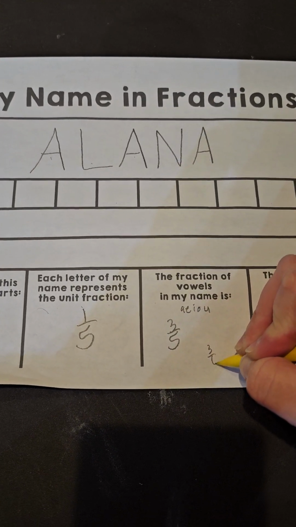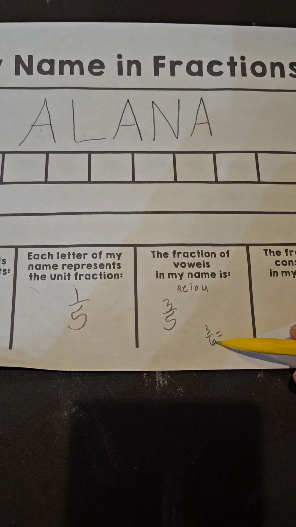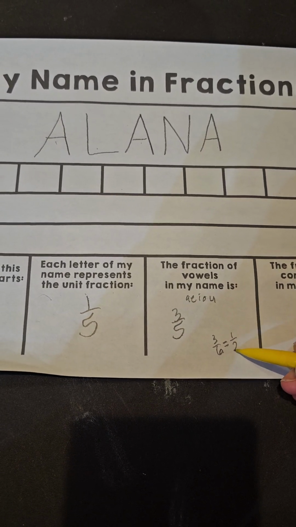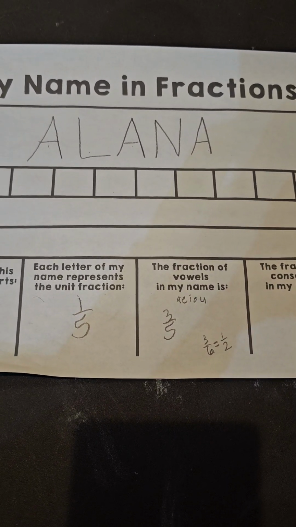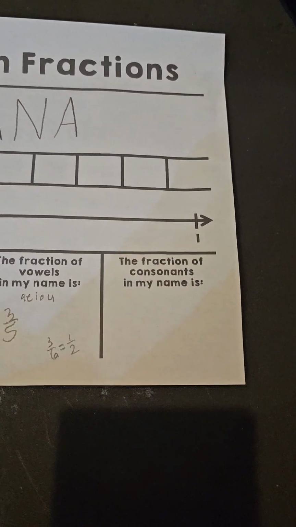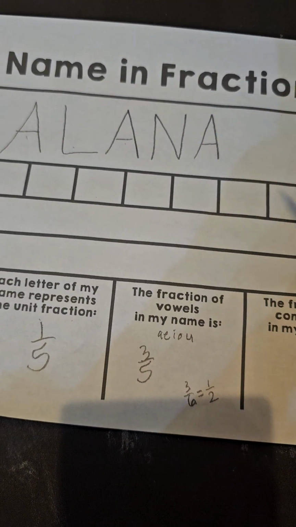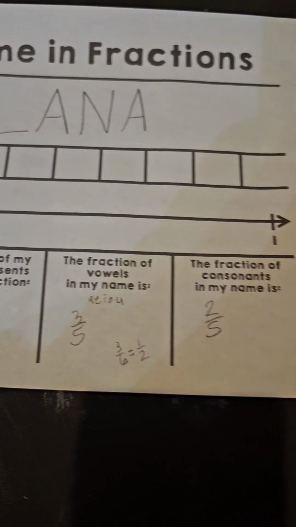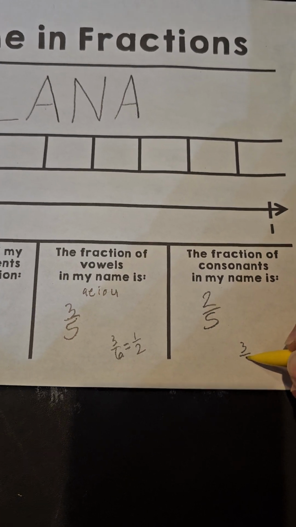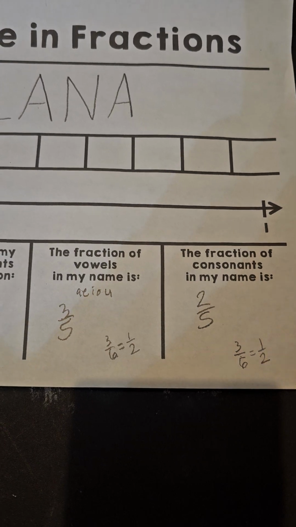If you have 3/6, what does 3/6 simplify to? Because if 3 can go into 6, then it's not simplified. And if 3 is half of 6, we can write that as a fraction, as 1/2. The fraction of consonants in my name is, well, I have 2. So mine is 2/5. Since you have 3 vowels, you must have 3 consonants. And that's also half.